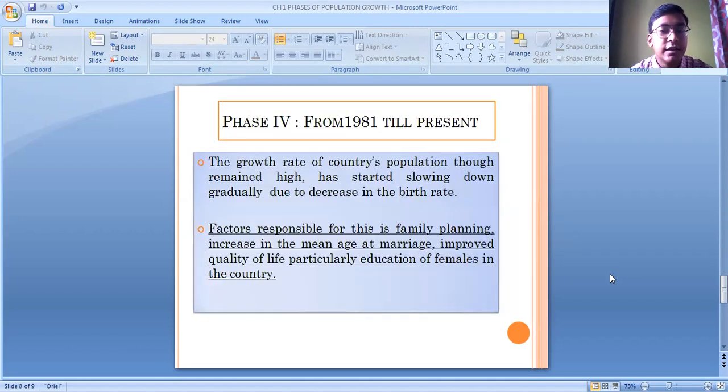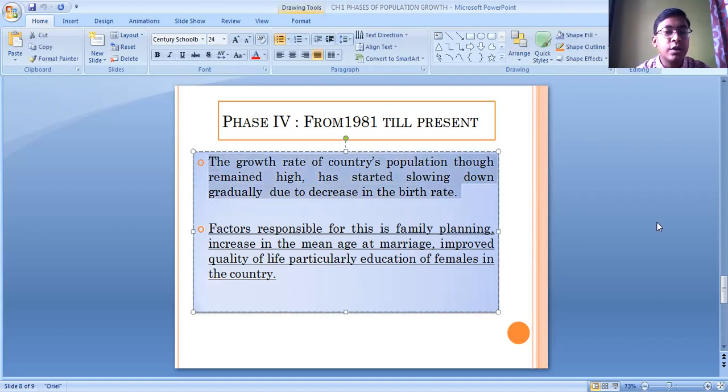And the last phase, phase 4, 1981 till present. During this fourth phase, the population of our country started slowing down. Before, the population was increasing at a steady rate in the second phase, in the third phase it suddenly exploded, but in this fourth phase the growth started slowing down gradually. The growth rate of the country's population, though it remained high, has started slowing down due to the decrease in the birth rate.